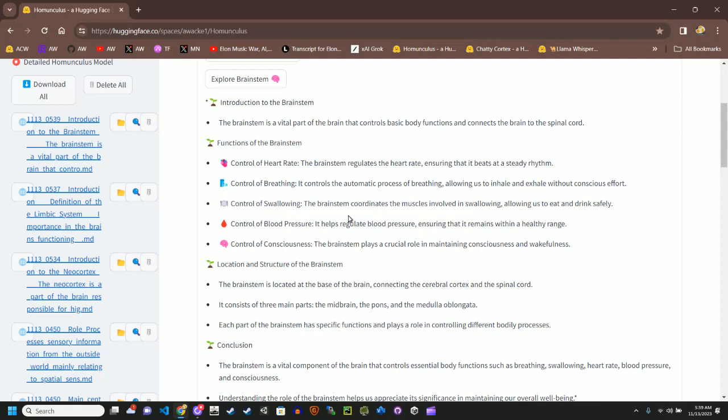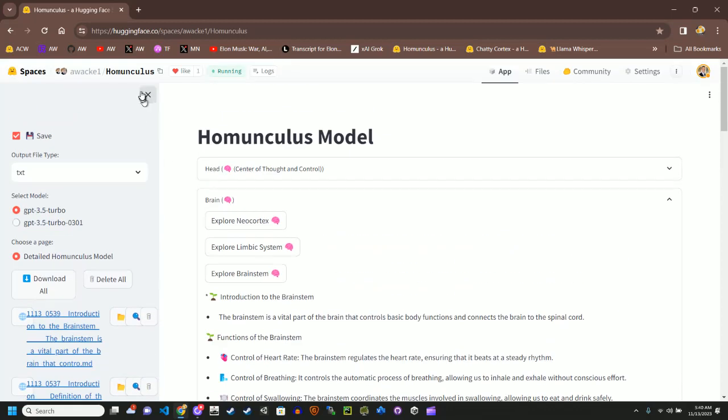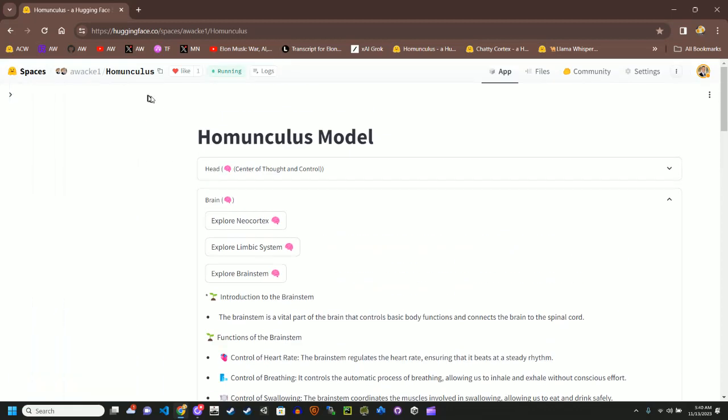Control of swallowing. The brainstem coordinates the muscles involved in swallowing, allowing us to eat and drink safely. Control of blood pressure. It helps regulate blood pressure, ensuring that it remains within a healthy range. Control of consciousness. The brainstem plays a crucial role in maintaining consciousness and wakefulness.